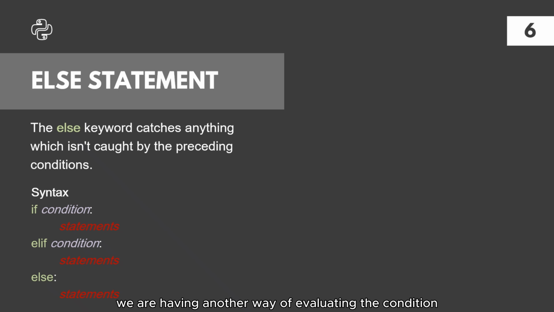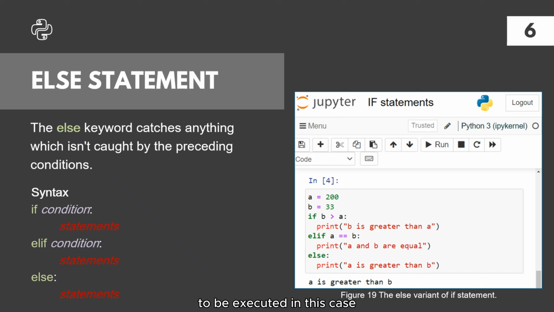Next, we have another way of evaluating the condition using the else keyword. The else keyword is another variant of catching anything that isn't caught by the preceding conditions. The syntax is the continuation of the elif, where the final version of the program control is introduced with the else keyword without the condition, ending with a colon, but the body of the statements is provided to be executed in this case.